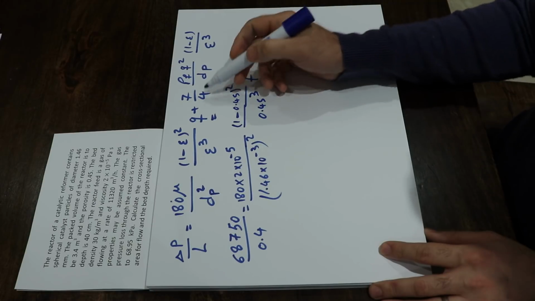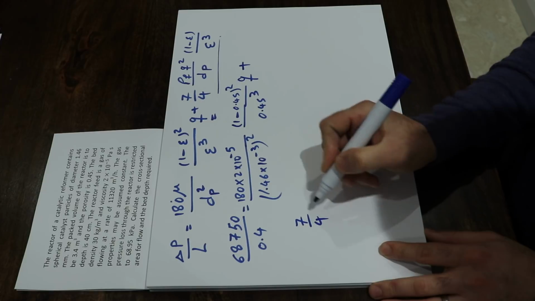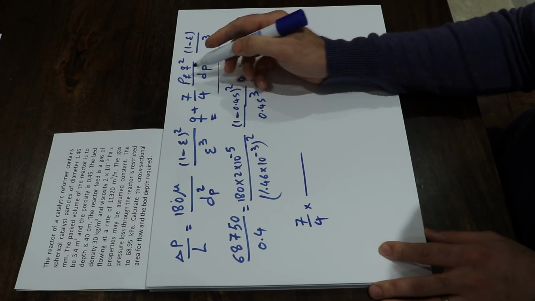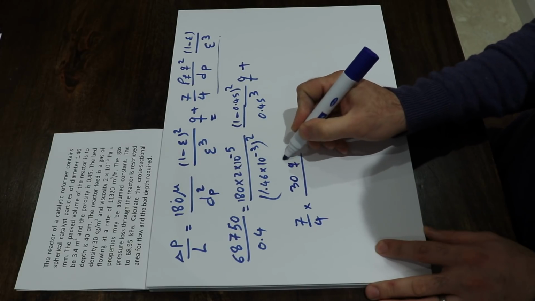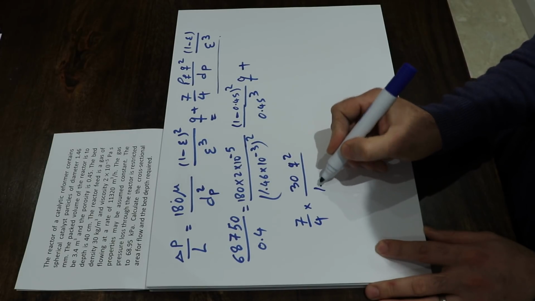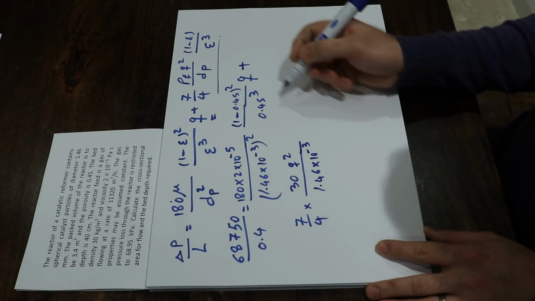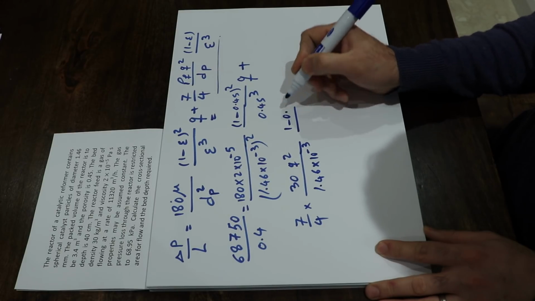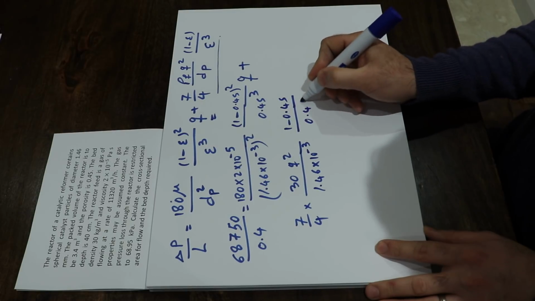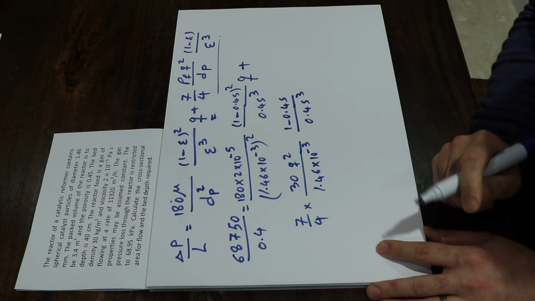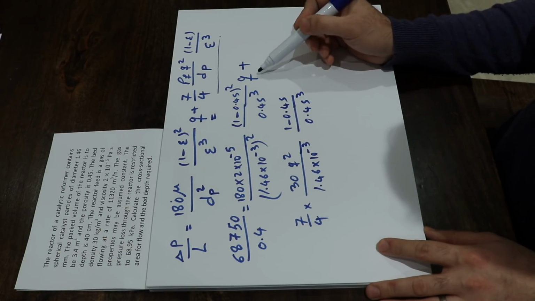Plus the second part of Ergun's equation, that is plus 7 divided by 4 times rho F, that is given, which is 30, times Q squared, which we don't know, divided by D, that is 1.46 times 10 to the minus 3, okay, times 1 minus 45%, divided by 45% to the power of 3, okay? So this is one equation with one unknown, right? Because here you have Q, you have Q squared.